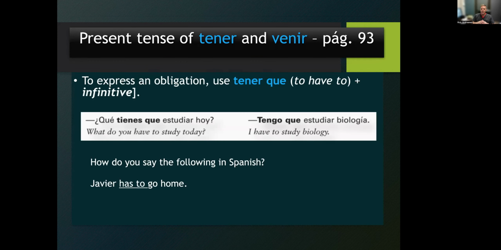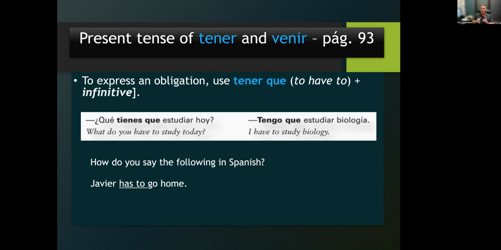There's one more. To have to do something, and this is so super useful. Again, your ability to communicate is going to be doubled here. I have to eat. Yo tengo que, and then the infinitive, comer. Remember, we talked about this earlier on.